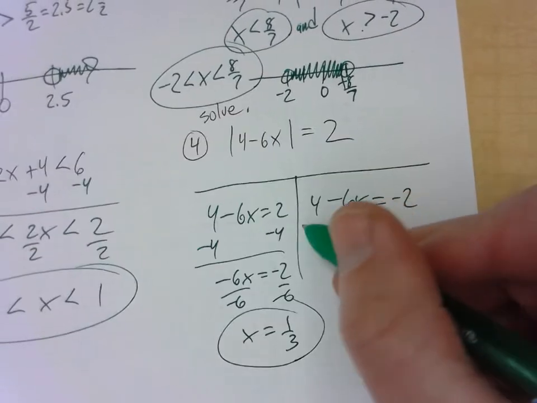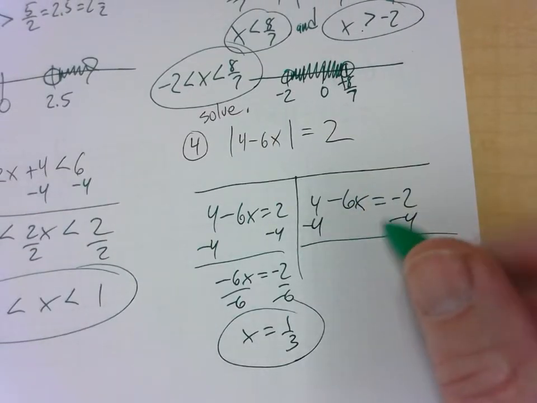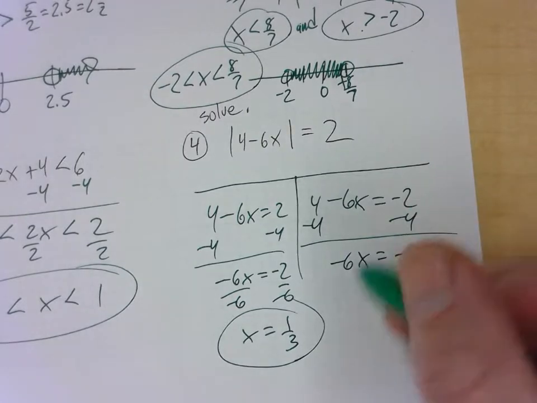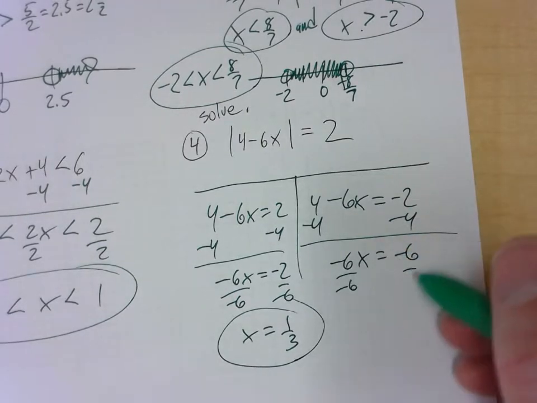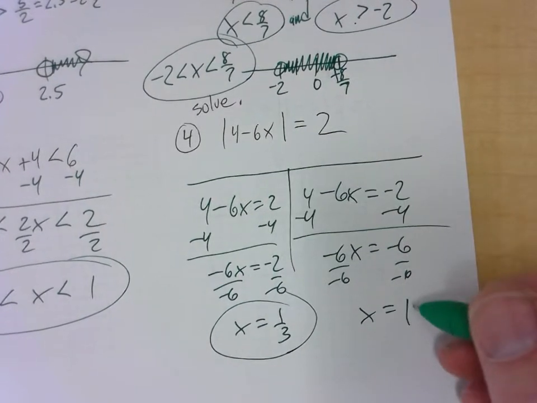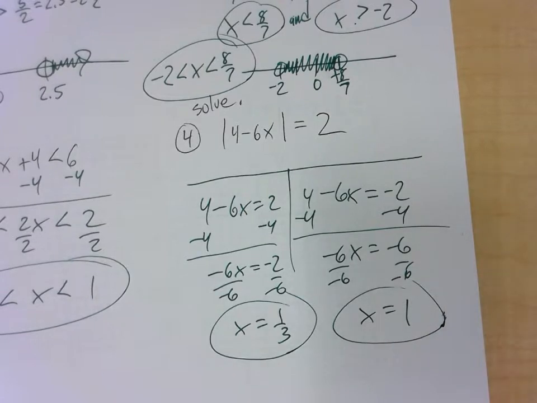And then subtract 4, so we get negative 6x is equal to negative 6. Divide by negative 6, and x is equal to 1.